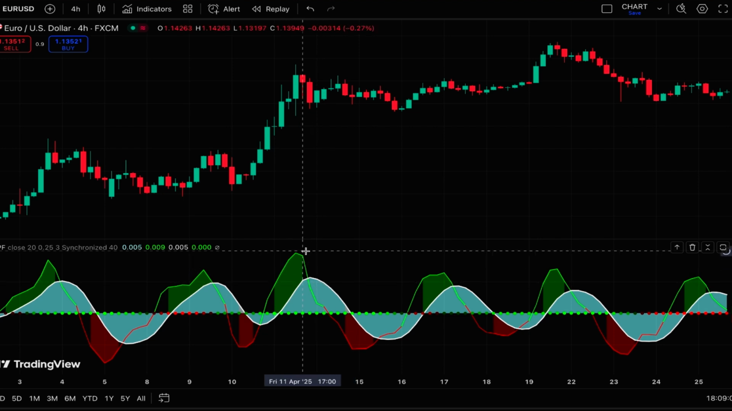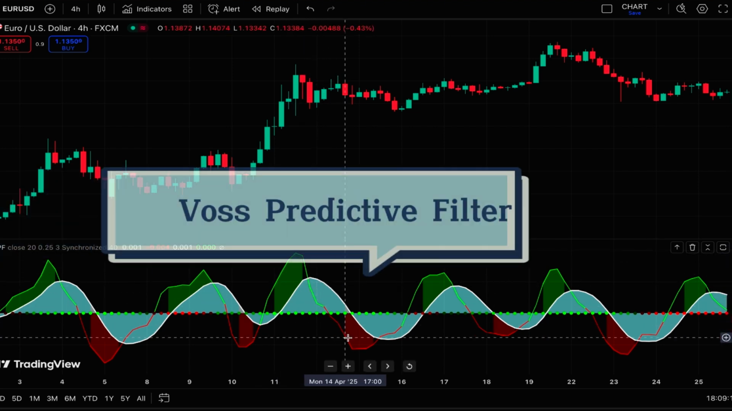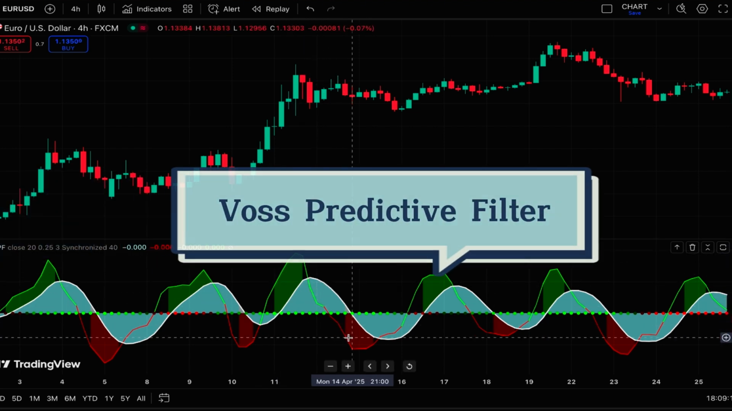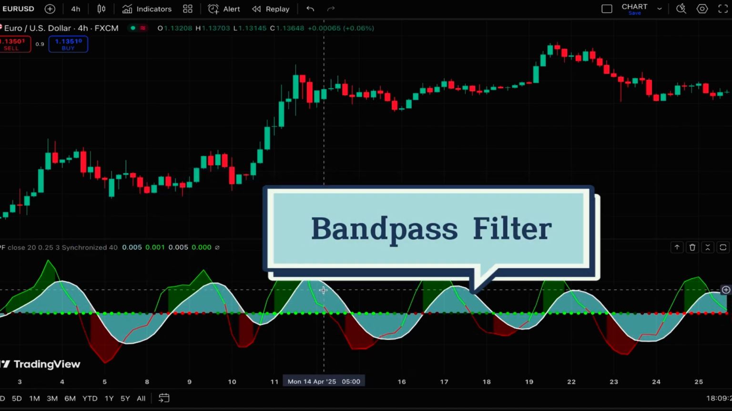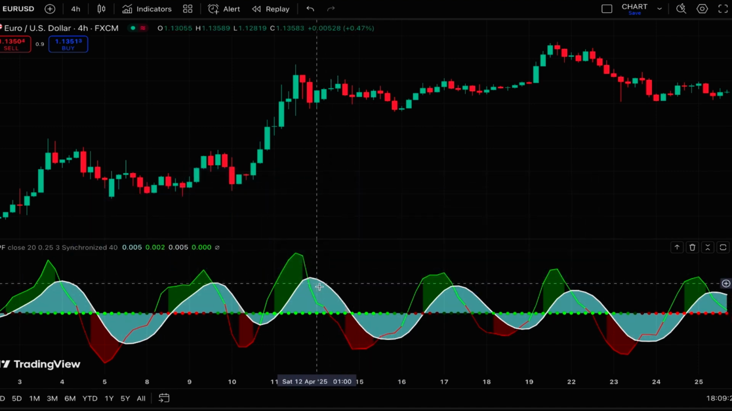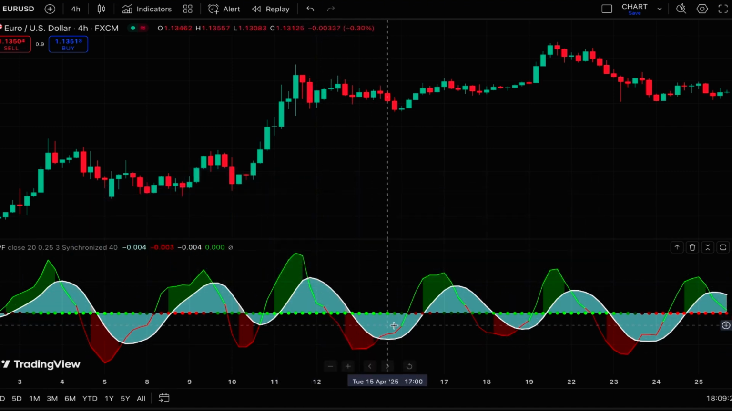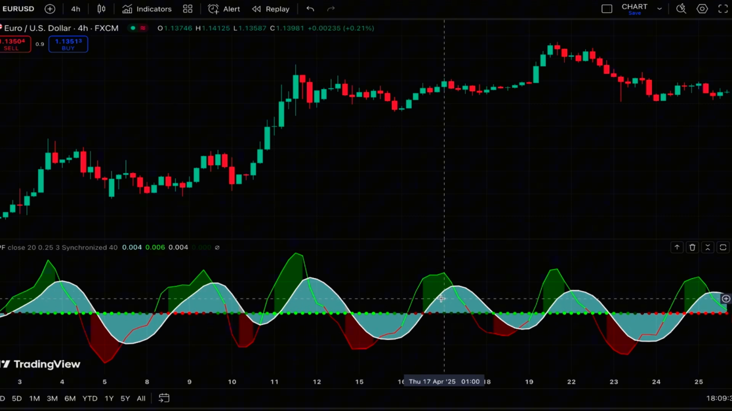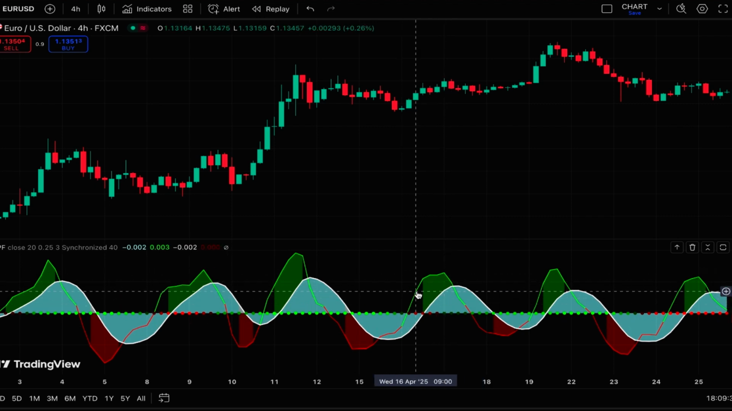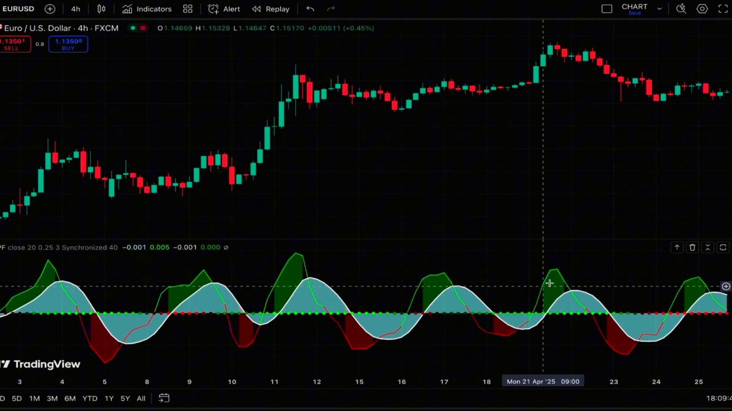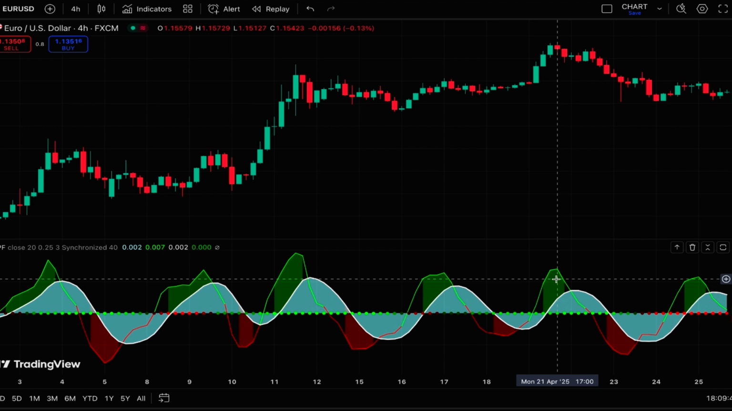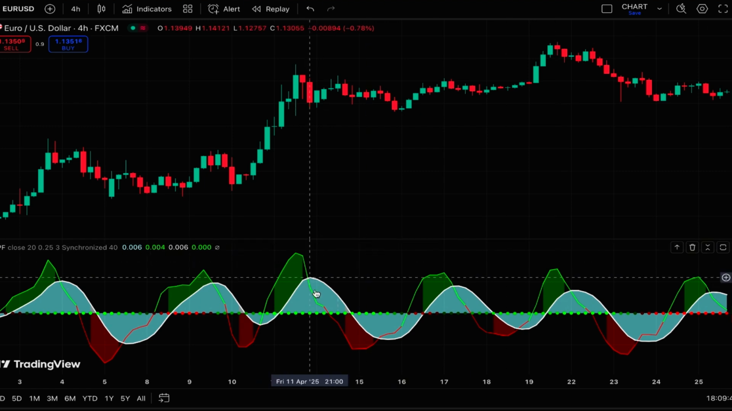This line that changes color between green and red is the VOS predictive filter, and this white line here is the bandpass filter. The area between the white line and center line is colored like this, and the area between the white line and VOS filter line is colored green and red, as you can see. If you find them distracting, you can easily remove them from the settings of the indicator.